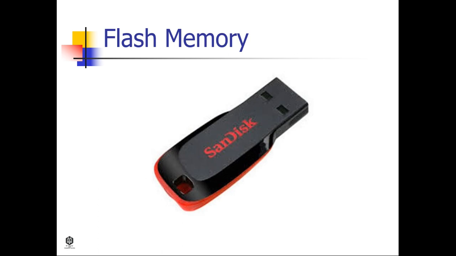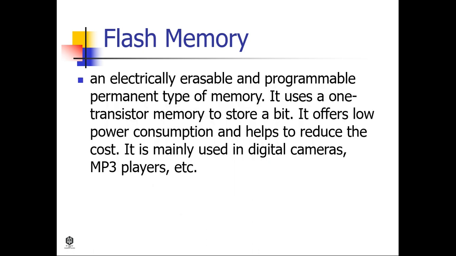Next, flash memory. Flash memory is an electrically erasable and programmable permanent type of memory. It uses a one-transistor memory cell to store a bit. It offers low power consumption and helps to reduce the cost. It is mainly used in digital cameras, MP3 players, and so on.